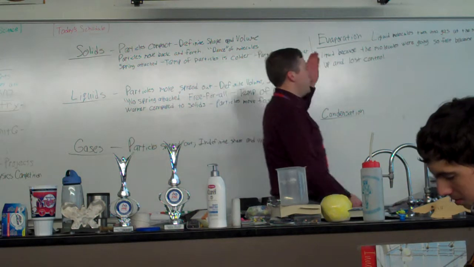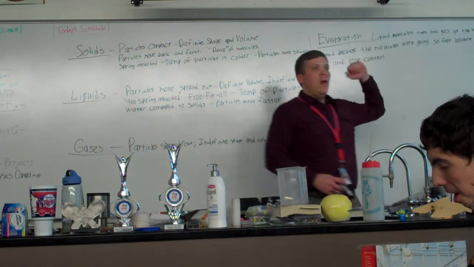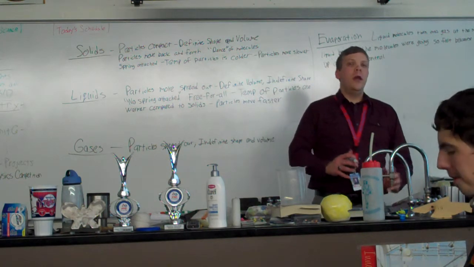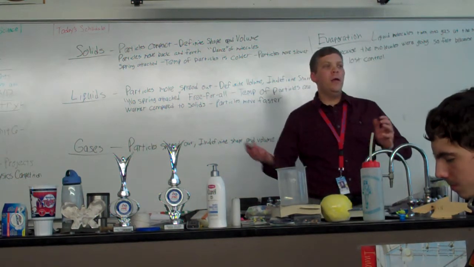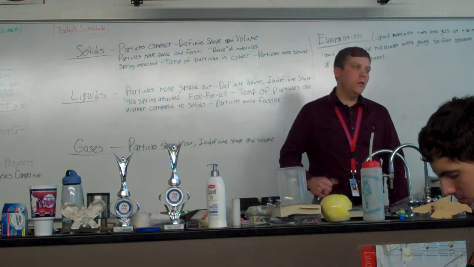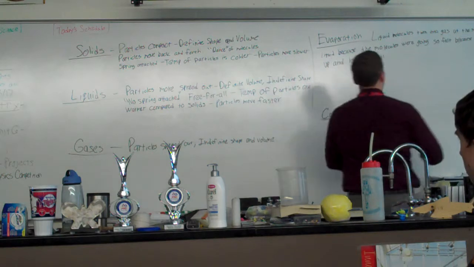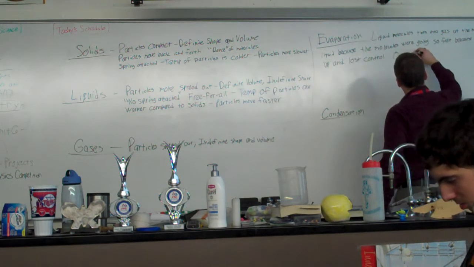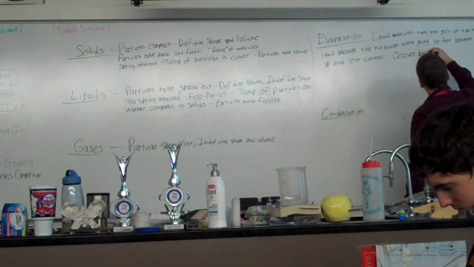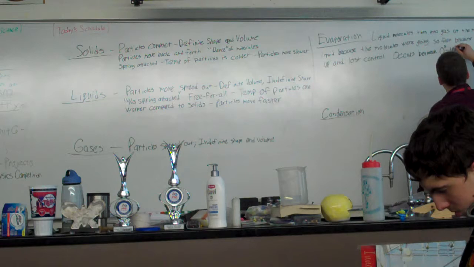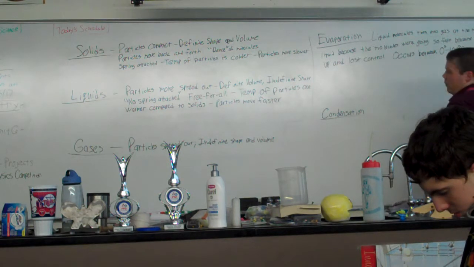So, evaporation is liquid to a gas, and so we know it can't happen at 0, and if it's at 100, it's boiling. So then what's that tell us about what temperatures it can happen at? Between 0 and 100. Okay, so evaporation occurs between 0 to 100 degrees Celsius.